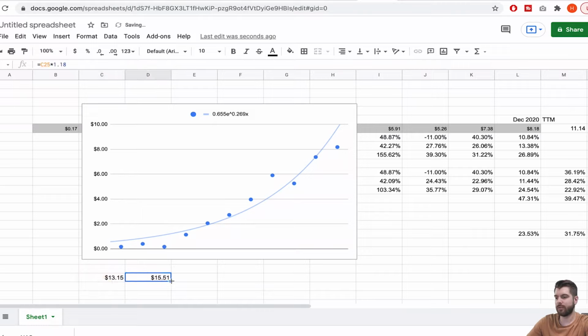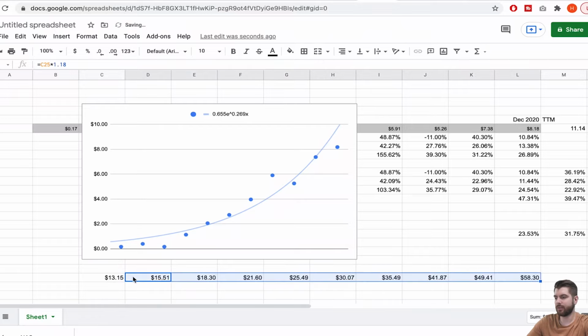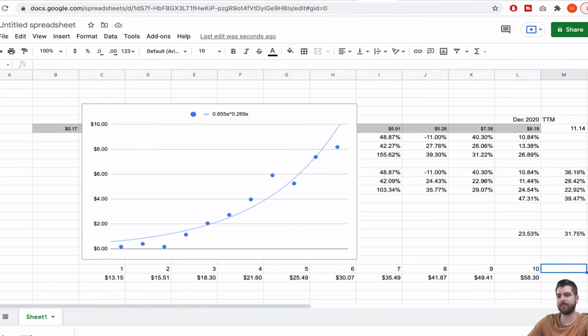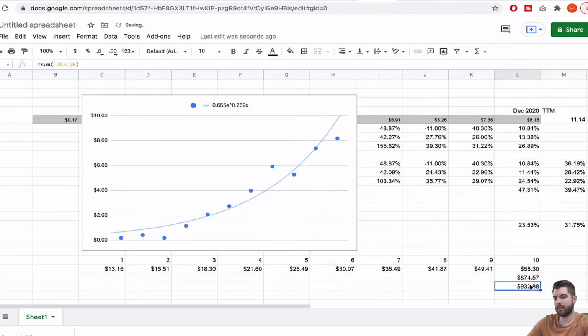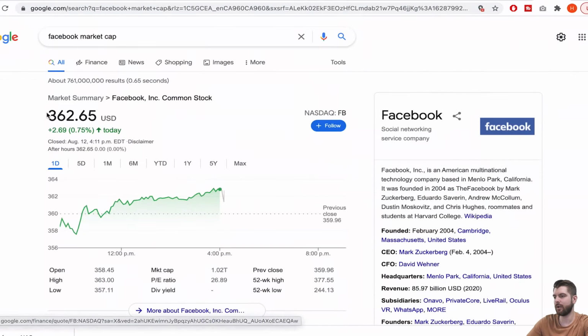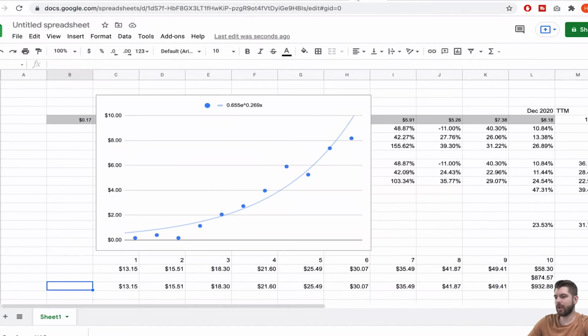18% for the next 10 years or so, and then we'll just say that we sell Facebook for 15 times free cash flow in year 10. So we'll just say this number times 15 times free cash flow. So these are our cash flows. I'm just going to add this together. And I'm going to do this whole thing here, because what I want to do is use our IRR formula. So if we find out what Facebook's trading for right now, we can see that Facebook's trading for $362.65. So I'm going to grab that and put that number right here, but with a minus sign.